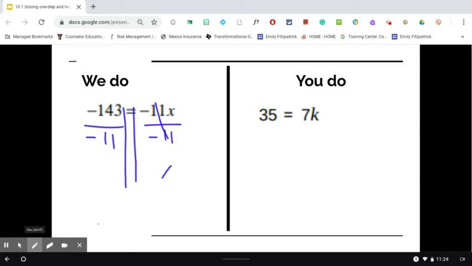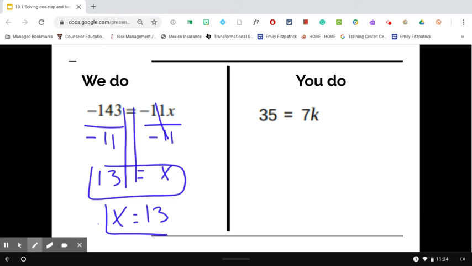They cancel over here on the right side, and I get x equals negative 143 divided by negative 11, which is 13. So x is 13. And you can rewrite it the other way if you like it better. Doesn't matter. Okay, so go ahead and pause the video and work out the one on the right side, and then we'll check our answer.